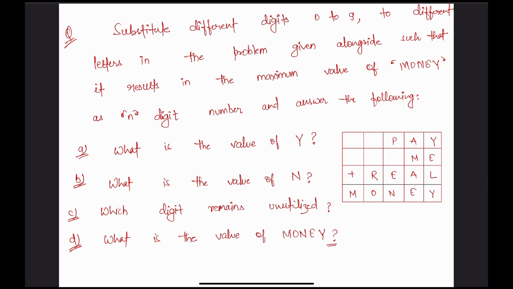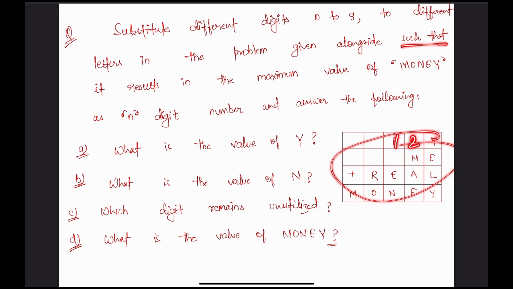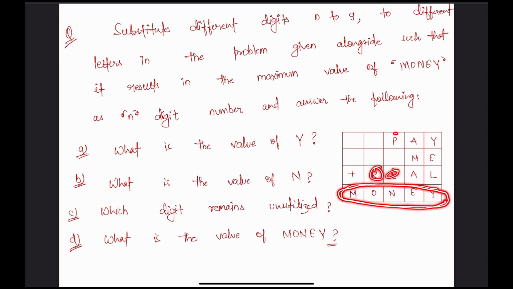Okay, let's read the question first. Substitute different digits from 0 to 9 for different letters in the problem given alongside, such that it results in the maximum value of MONEY. So our first condition is that we have to choose digits in a way that the value we get over here should be the maximum.